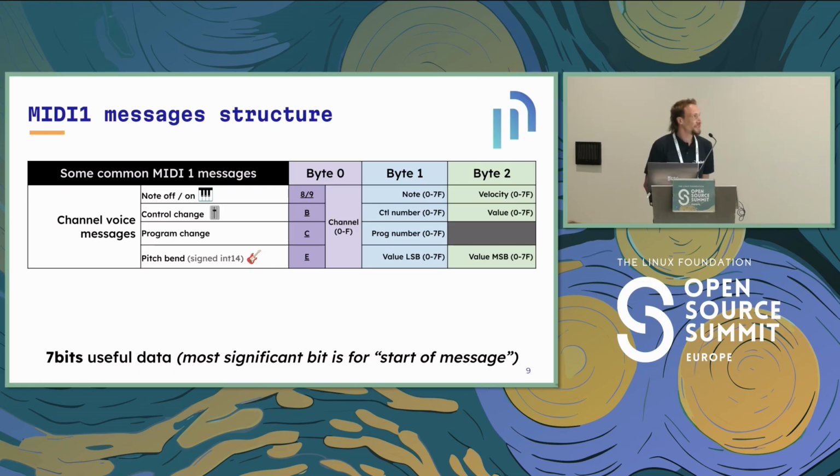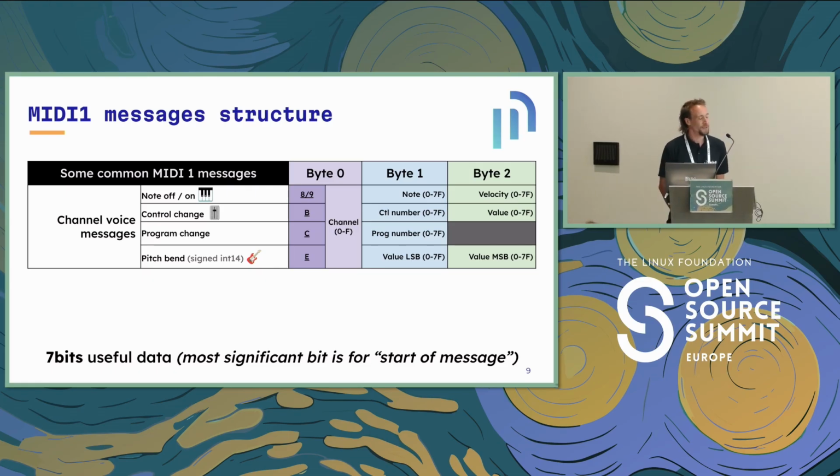What do we send as MIDI messages? First of all, I would say the most important ones are the channel voice messages. So you have the note on or note off events, which are used to play notes. And what we must remember in MIDI 1 is that we only have 7 bits of useful data. The most significant bit, if set, means start of message. So you can see all the commands on the first byte here have the most significant bit set.